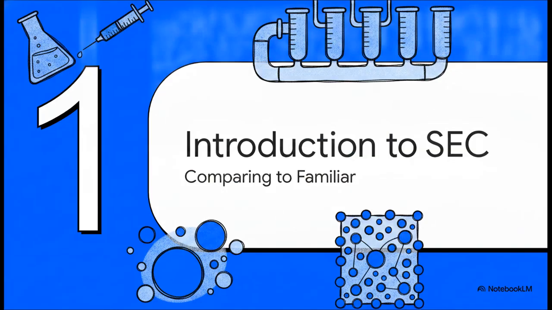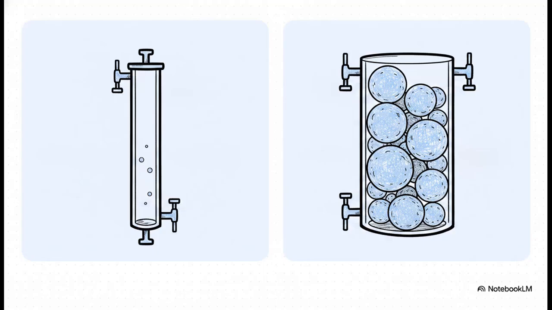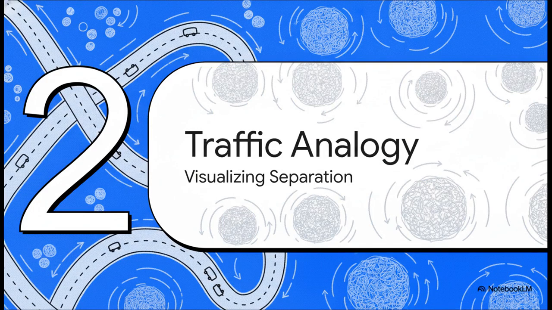Part 1. Introduction to SEC. Comparing size exclusion to the familiar. So when we compare SEC to a lab staple like high-performance liquid chromatography, or HPLC, you'll notice they actually share a very similar mechanical foundation and methodology, but there's a glaring physical difference right at the heart of the machine. SEC requires columns with noticeably bigger volumes, simply to handle the sheer size of those macromolecules.